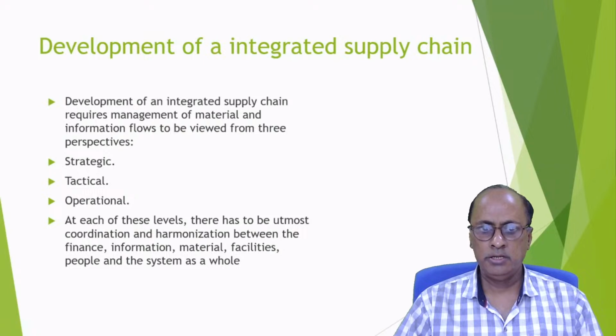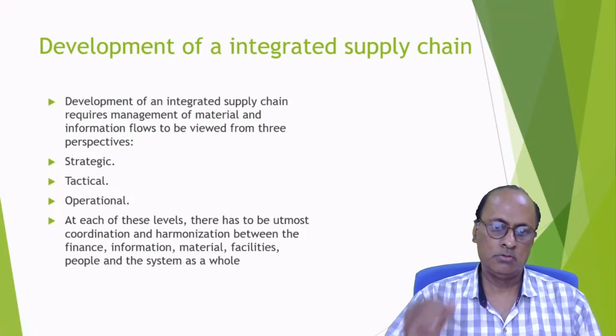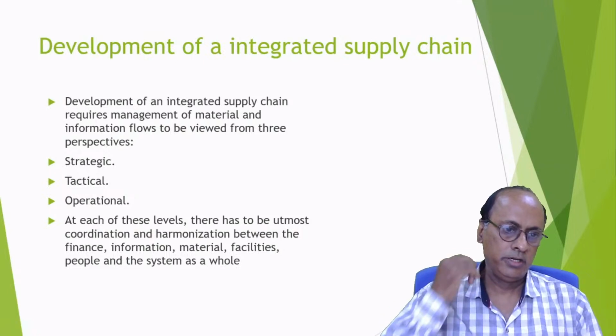Now, talking about the development of an integrated supply chain, integrated means joined together. Development of an integrated supply chain requires management of materials and information flows to be viewed from three perspectives: the strategic perspective, the tactical perspective, and the operational perspective. At each of these levels, there has to be utmost coordination and harmonization between finance, information, materials, facility, people, and the system as a whole.